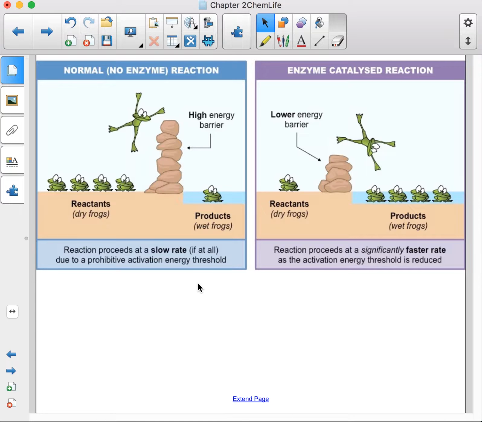So it proceeds at a slow rate, if at all. But if I were to take out this barrier, or lower it in some way, that's kind of like using an enzyme, decreasing the activation energy needed. Now that reaction is going to happen sooner, or at a faster rate, because not that much energy is needed, okay? It's a lot easier to jump over a pile of rocks for this frog, so to speak.